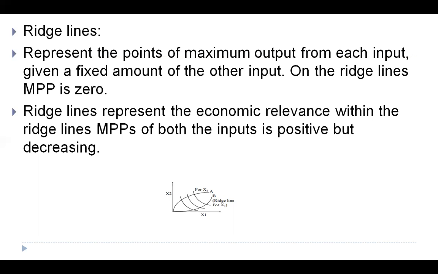The ridge line represents the economic relevance. Within the ridge lines, the MPPs of both the inputs are positive but go on decreasing. So this is called the economic relevance shown through ridge lines. These are the different concepts we observed in the graphical method, and if you have to explain the graphical method, you write all these concepts: isocline, expansion path, ridge line. These are the important concepts included in the graphical method. So these are the three methods you have to understand, for theory as well as practical. Thank you.